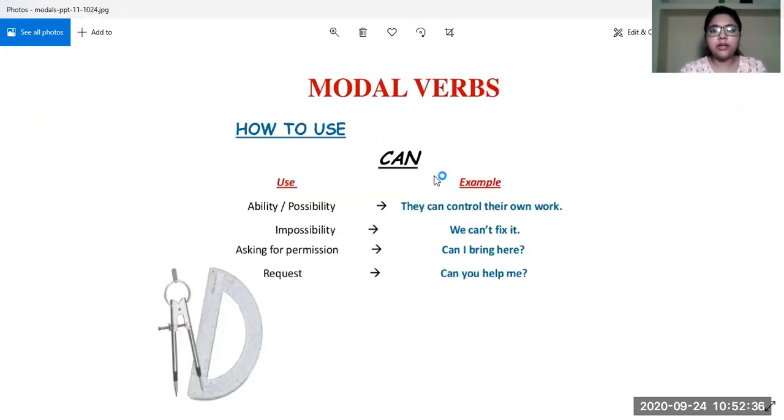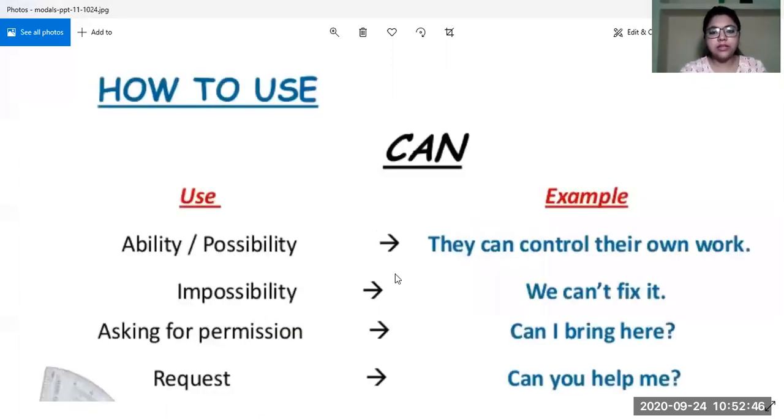Now we will look at the different modal auxiliaries and their uses. So first in the list is can. What all representations are given by can? Can represents possibility, ability, and impossibility also when used with not.